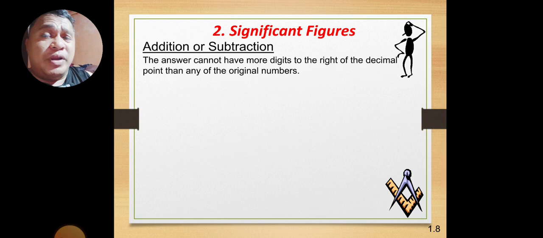What are the four operations of basic mathematics? Addition, subtraction, multiplication, and division. So the rule for addition and subtraction is similar. The rule for multiplication and division is also similar. Let's have first the addition and subtraction.